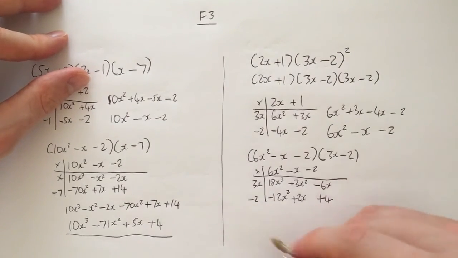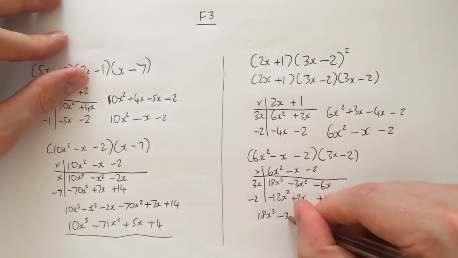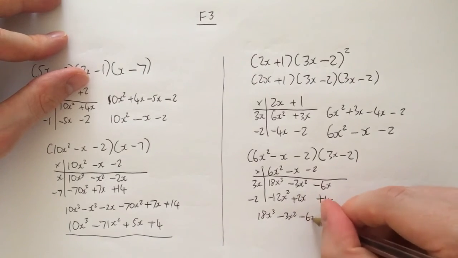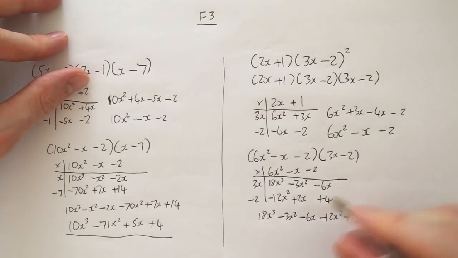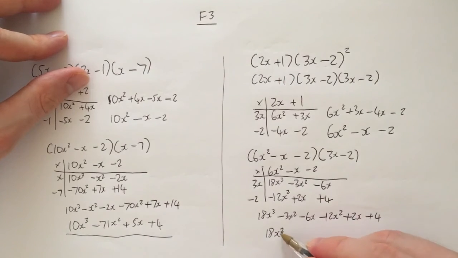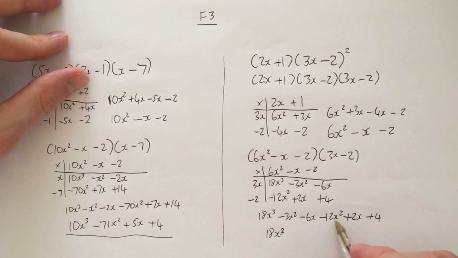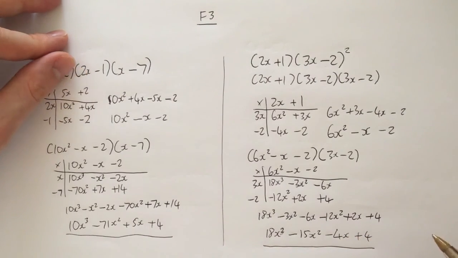I'm going to rewrite it underneath and then the final answer underneath that. 18x cubed minus 3x squared minus 6x minus 12x squared plus 2x plus 4. 18x cubed, nothing else there. Also, we know it's a cubic, so therefore it's going to be x cubed. Negative 3x squared minus 12x squared is going to be negative 15x squared. Negative 6x plus 2x is negative 4x, and then you left me with plus 4. And that's the final answer.